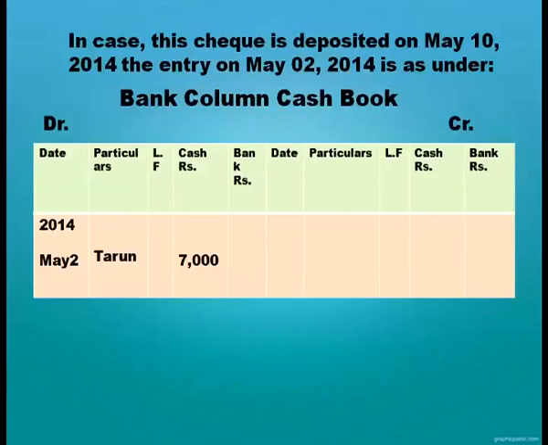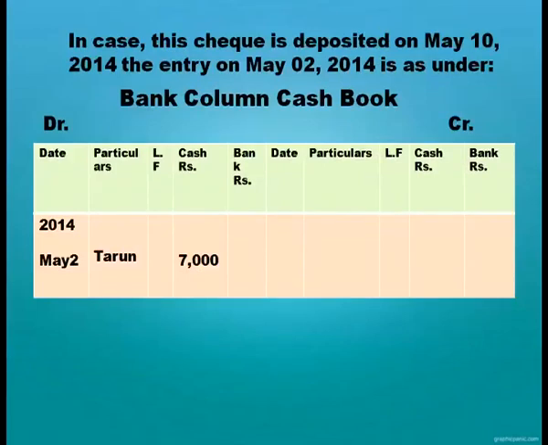In the above case, suppose this check is deposited on May 10, 2014. Then the entry on May 2nd will be different because the check is not deposited on the same date. So, on May 2nd you will post like this: in the cash book, you will write on the debit side to Tarun, and the amount will be written in the cash column. Date May 2nd, cash column amount 7,000.